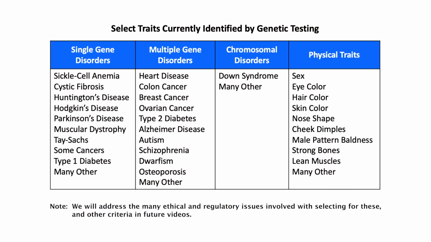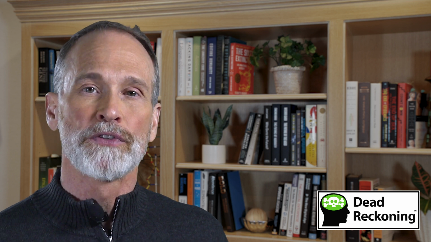We can now screen for over 10,000 genetic diseases that are determined by single gene disorders. And in addition, we can test for approximately 40,000 diseases that involve more than one gene, such as heart disease, many types of cancer, and type 2 diabetes. We can also scan for missing or extra copies of chromosomes, for example, Down syndrome. And we can also screen for sex and multiple physical traits such as eye, hair, and skin color, and even lean muscles. In the future, as genetic testing improves and the cost of genetic testing decreases, researchers expect that we'll be able to screen for much more.